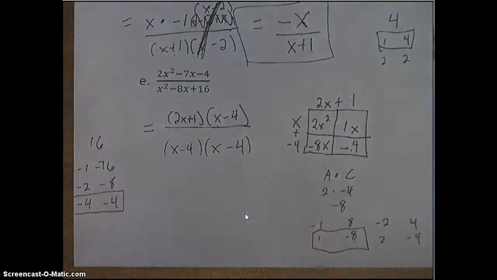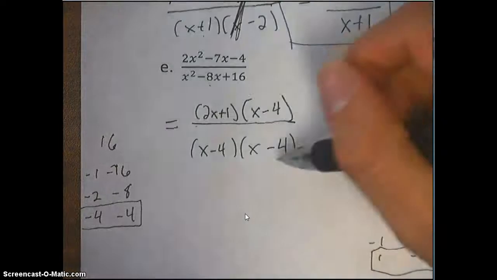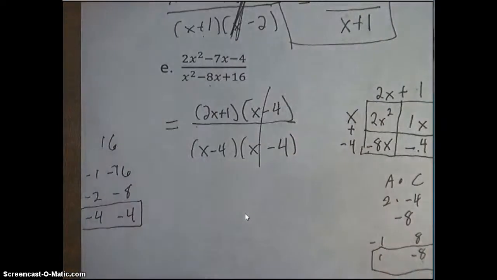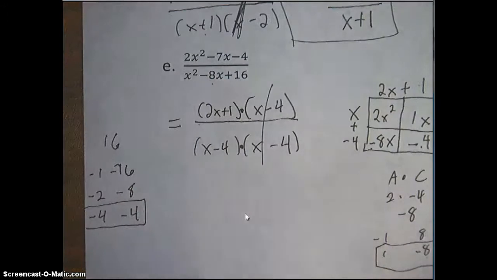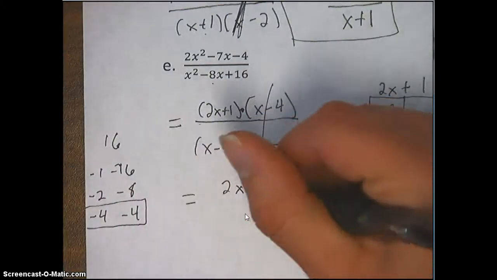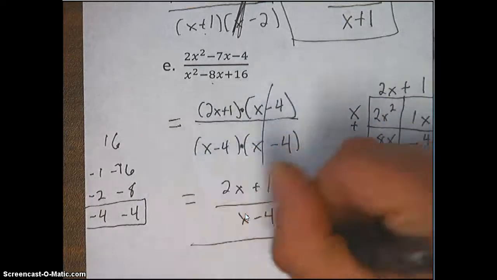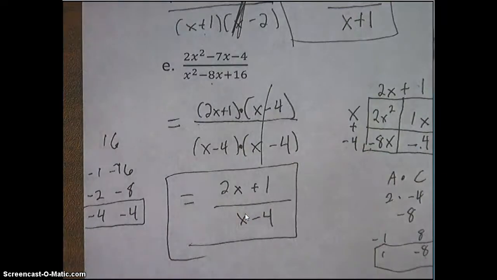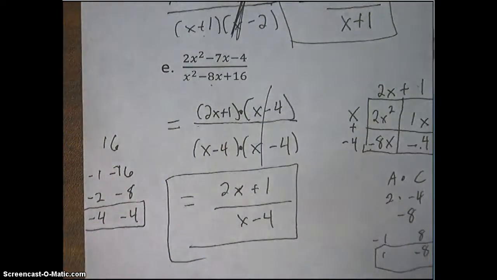So it looks like, based on that, I can cancel out these x minus 4s, because these are both separated by multiplication. And what's left is 2x plus 1 all over x minus 4. So that's it. That is how you simplify rational expressions.